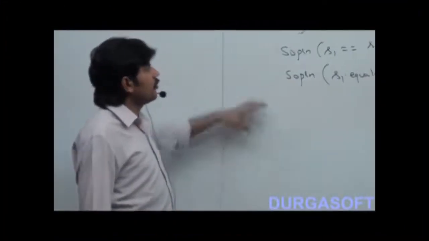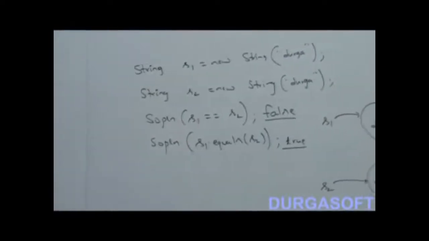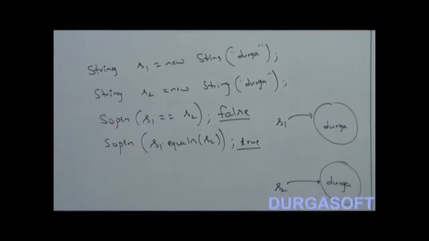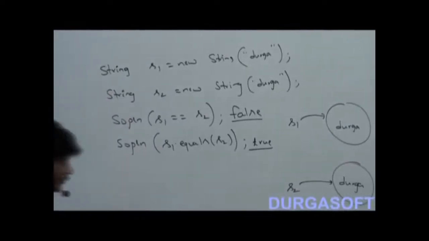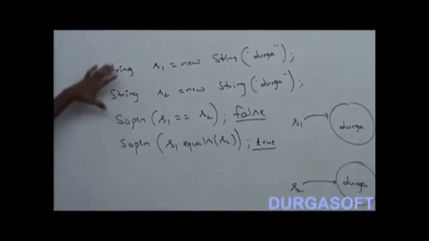Okay, that's all. So better to take this example. If a person is going to ask what is the difference between the double equal operator and the dot equals method with an example, you have to explain. Take this example clearly.